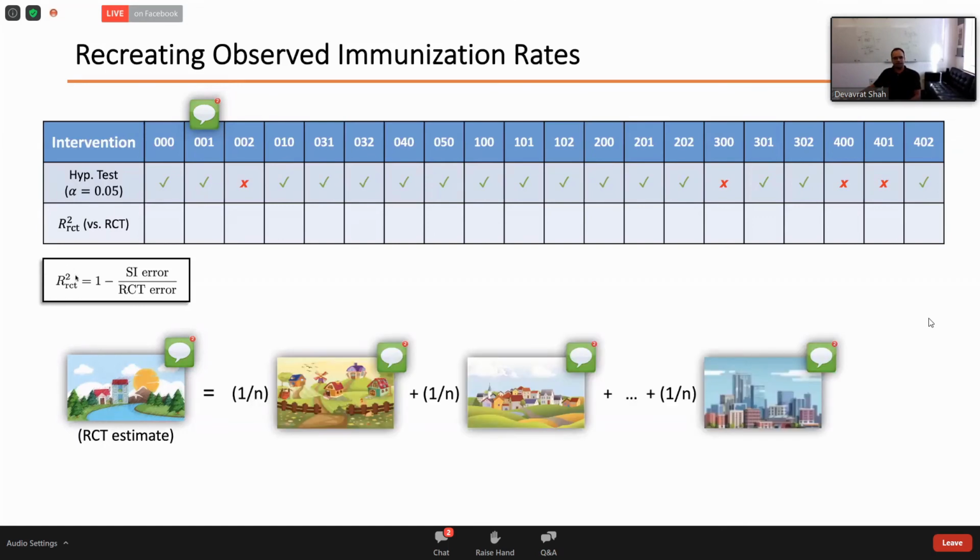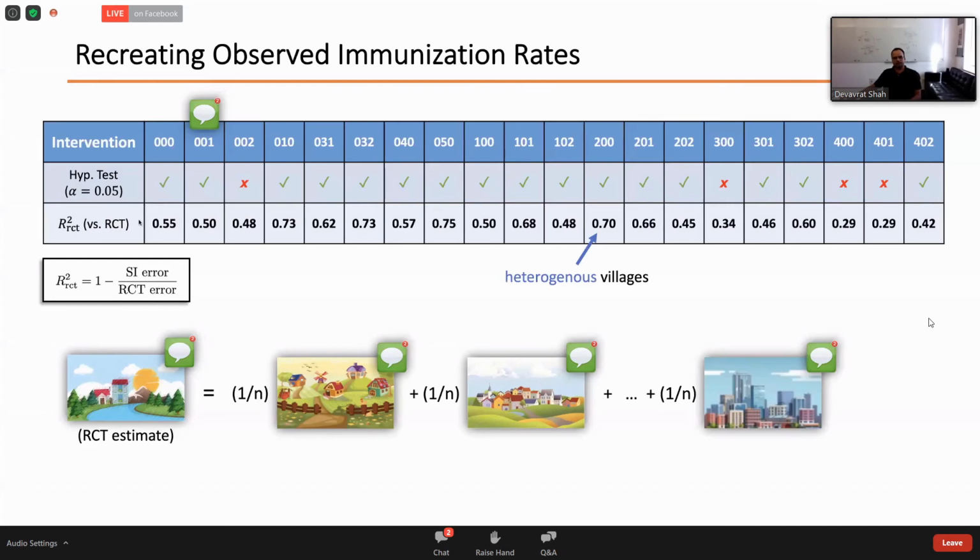And in a sense, R-square RCT says how much better, compared to just a traditional RCT, can our method do with respect to the ground truth. These are the cases where we focused on the ground truth, because we had it. So this is simply a set of villages for which this was implemented, and hence we can measure the ground truth. What you're seeing is that for most villages, the hypothesis test is not rejected. For some, the hypothesis test is rejected, and hence we cannot trust those results.